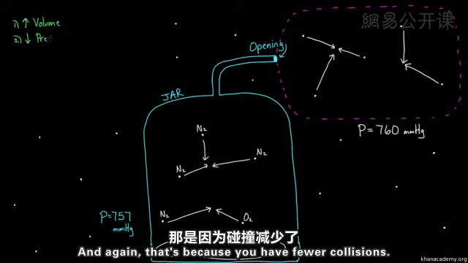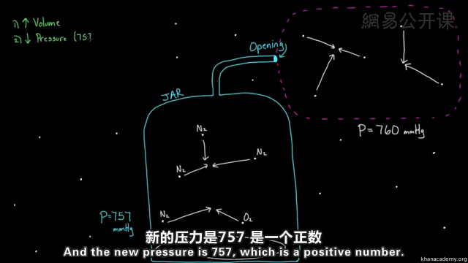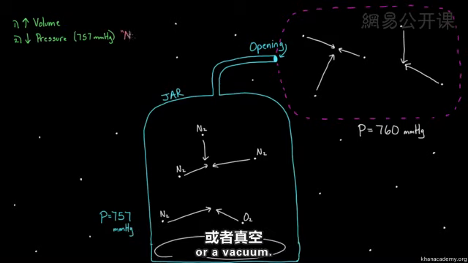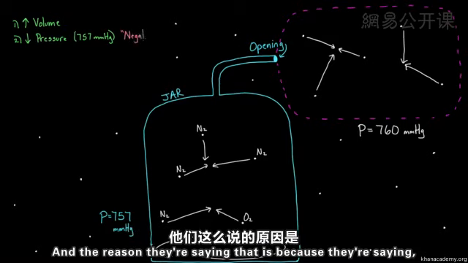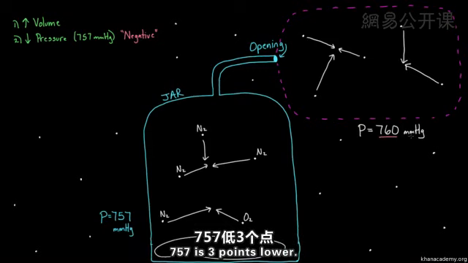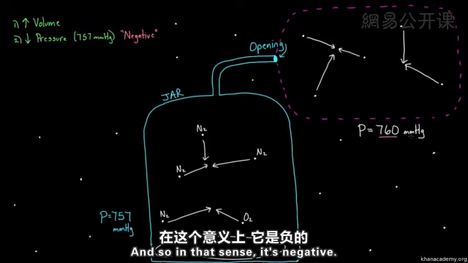And again, that's because you have fewer collisions. And the new pressure is 757, which is a positive number. But sometimes people refer to this as negative pressure or a vacuum. And the reason they're saying that is because, relative to 760, 757 is 3 points lower. And so in that sense, it's negative.